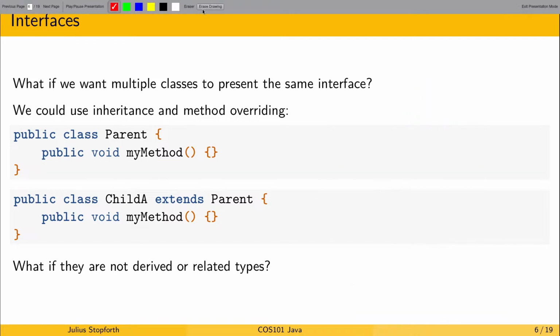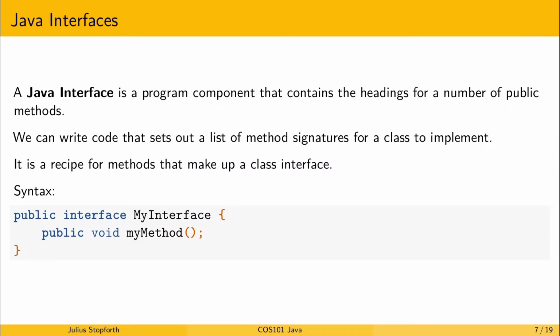But sometimes our systems don't work this way. Sometimes they're a lot more complicated, and we might have unrelated classes that need to have a standard communication or a standard method for working with each other. So a standard shared interface. And this is where Java interfaces come in. A Java interface is a program component that contains the headings for a number of public methods. A Java interface literally specifies a set of methods that something will have.